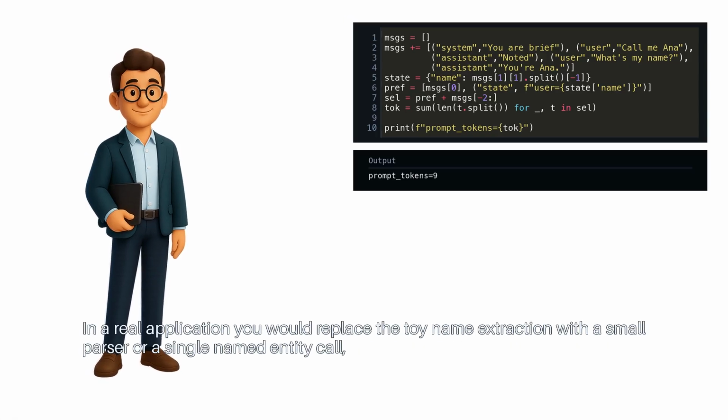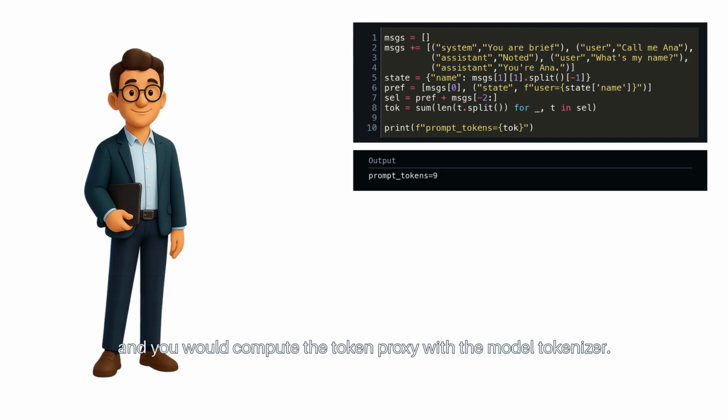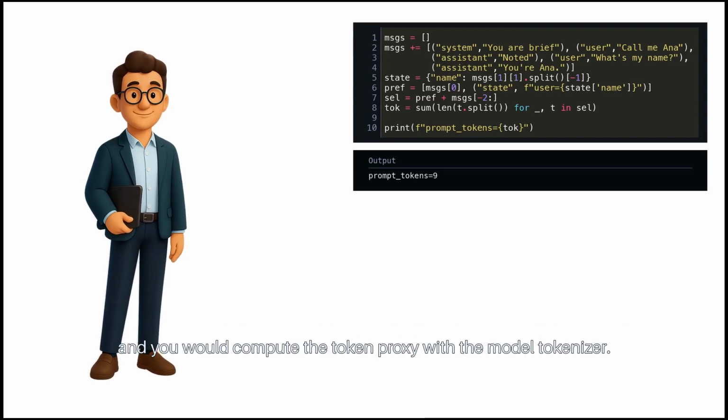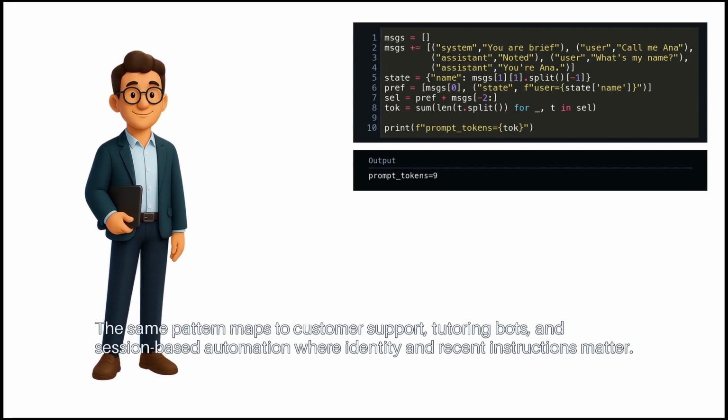In a real application, you would replace the toy name extraction with a small parser or a single named entity call, and you would compute the token proxy with the model tokenizer. The same pattern maps to customer support, tutoring bots, and session-based automation, where identity and recent instructions matter.